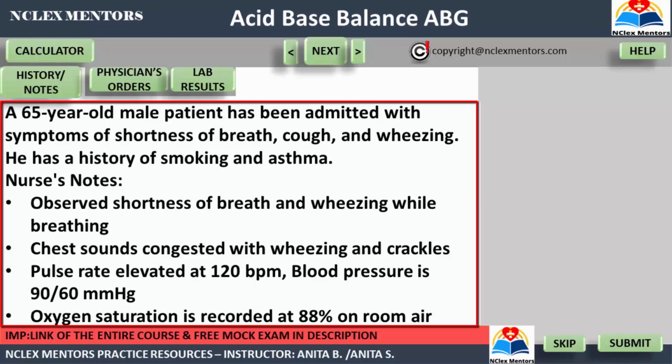In the nurse's notes, it was observed that the patient exhibited significant shortness of breath and wheezing, which are consistent with acute exacerbations of asthma or potential chronic obstructive pulmonary disease. The congested chest sounds with wheezing and crackles suggest an accumulation of mucus or other obstructions in the airways. The elevated pulse rate and low blood pressure may be indicative of the patient's distress or possible underlying cardiac issues. The reduced oxygen saturation level further confirms a deficiency in the patient's oxygenation status.